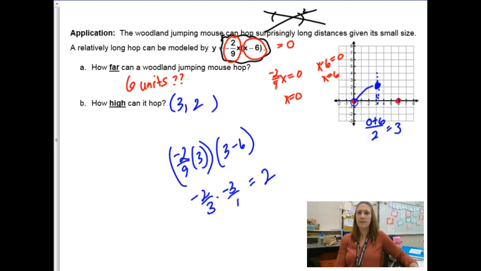So here's the model of our little mouse. And then obviously he's not going to go underground unless he falls into a hole, I suppose. How high can he jump? That would be the y-coordinate of your vertex. So 2, whatever those units are. Precious little mouse.